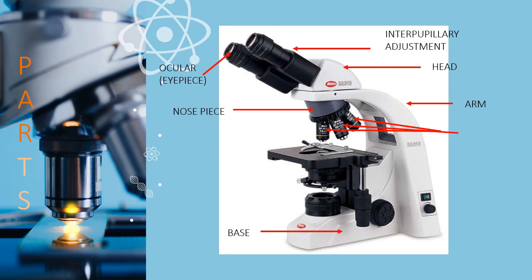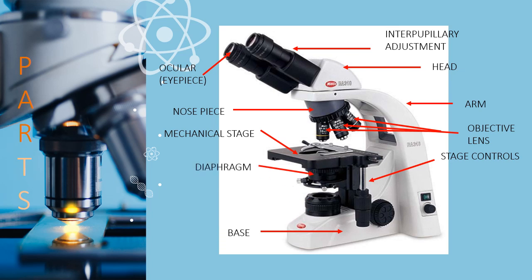These are the objective lenses, and usually you will find four lenses on the microscope. The shortest lens is 4 times, followed by 10 times and 40 times, and the longest lens is the 100 times. This is the mechanical stage, which is the platform to support the slides. And these are the stage controls, which usually have two knobs. One knob moves the slide to the left and right, and the other moves it forward and backwards. This is the diaphragm.